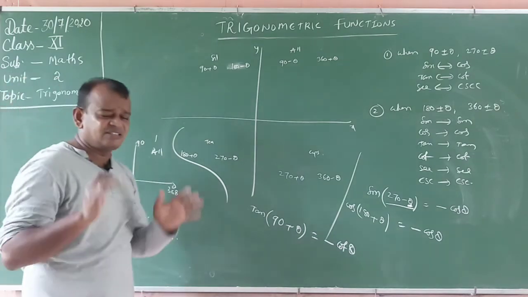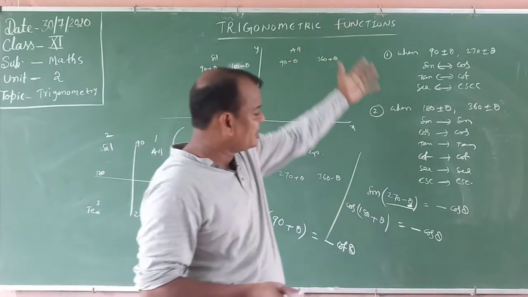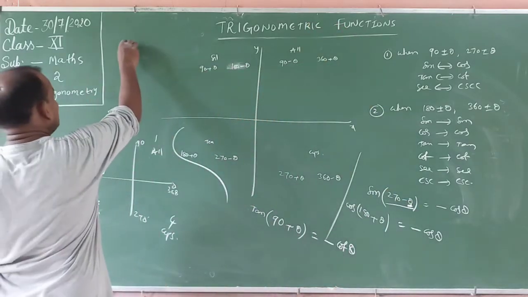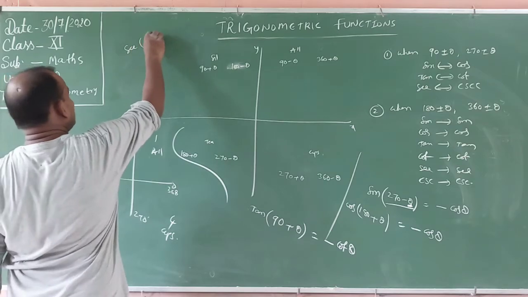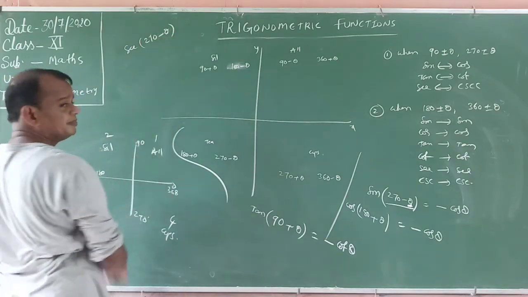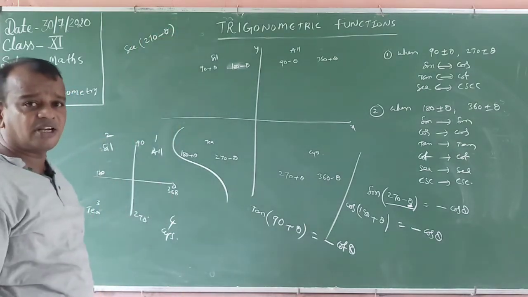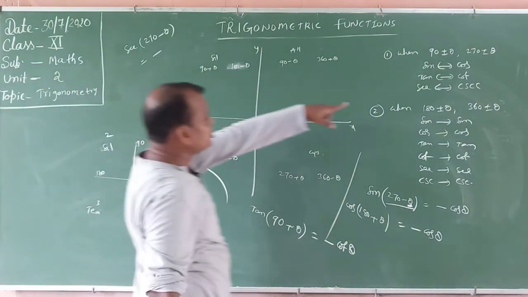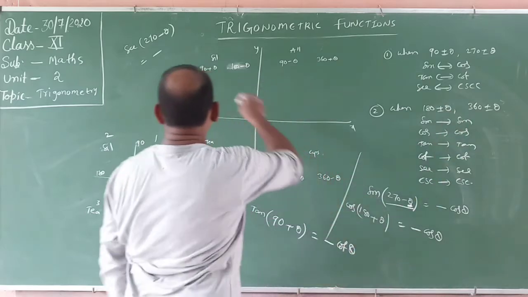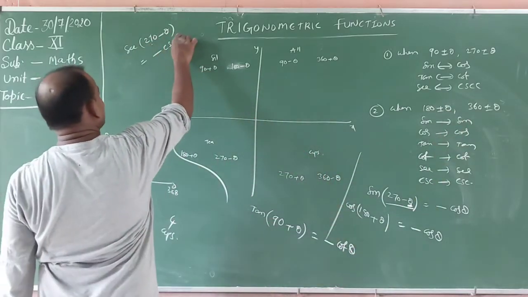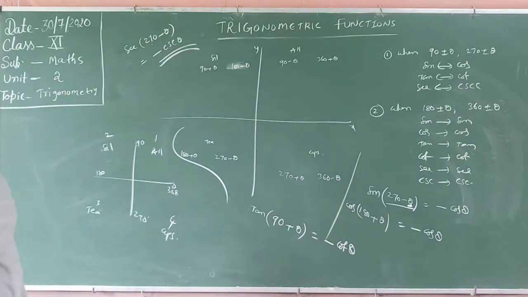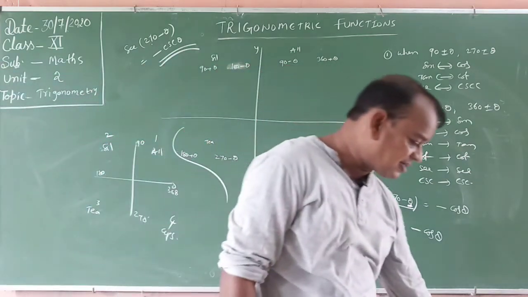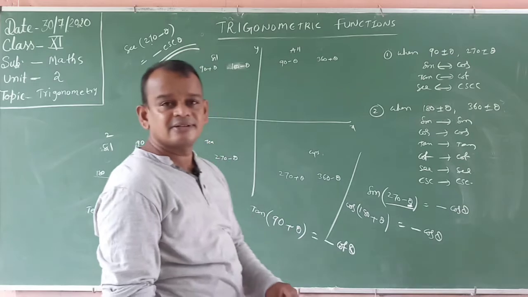Don't learn by heart, just use general thinking. Here you will write this one. You will see once. For suppose here, secant of 270 minus theta. Here, 270 minus theta, which coordinate? Third coordinate. In the third coordinate secant is negative. Secant will be changed into cosecant. Cosecant theta. Say yes or no? Yes.